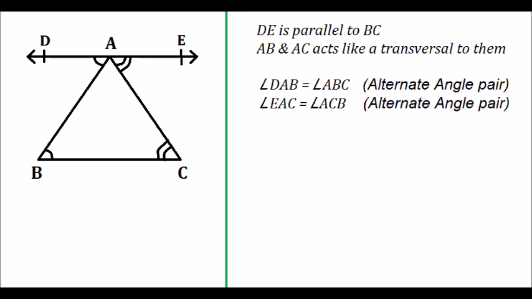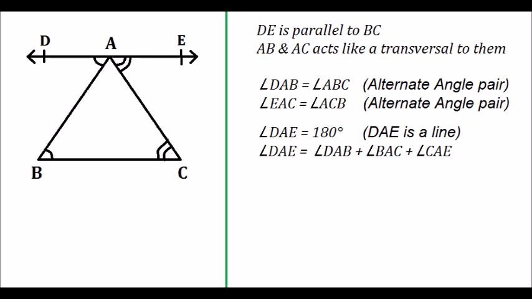Now one last important thing to do. We know that a line has an angle of 180 degrees always. So let's apply it to line DE. So we write angle DAE is equal to 180 degrees. Now angle DAE consists of more angles, so we replace angle DAE with angle DAB plus angle BAC plus angle CAE. So we get angle DAB plus angle BAC plus angle CAE is equal to 180 degrees.